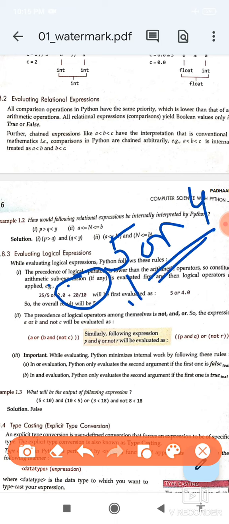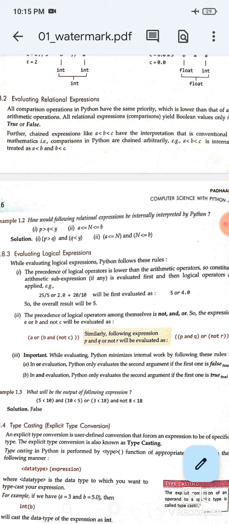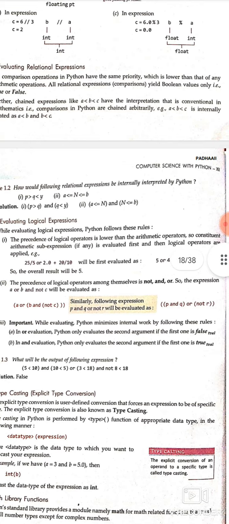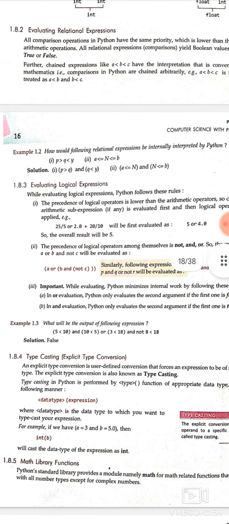The precedence of logical operators among themselves is not, and, or. So if I have something like A or B and not C, first not will be done. Similarly, P and Q or not R will be evaluated in order.